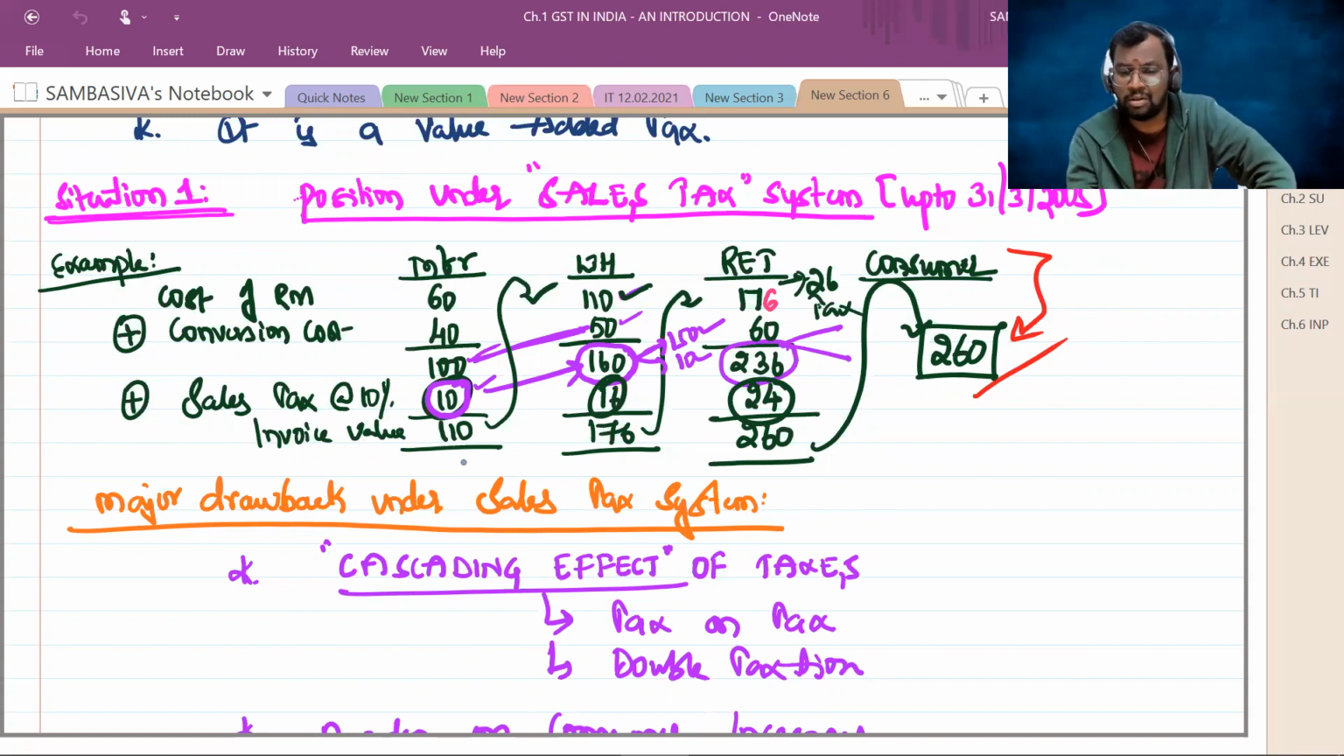So you can see at the wholesaler level, on 160 rupees he is levying the sales tax at the rate of 10%. So 160 at 10% comes out to be 16 rupees. In this 160, 150 is a cost element and 10 rupees is a tax element. On 10 rupees, again we are levying tax. So tax on tax. At the retailer stage also, again the same thing, tax on tax. Because of this, look at the ultimate selling price to the consumer, 260 rupees.